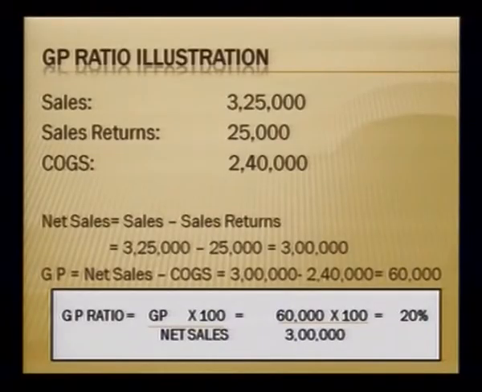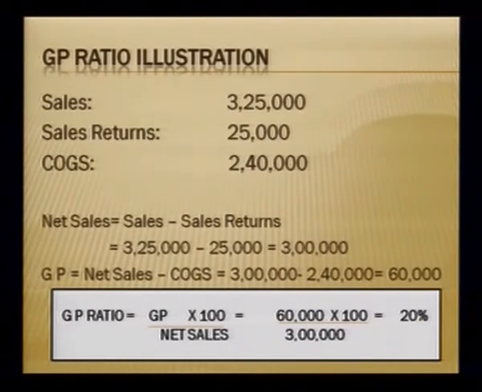Suppose the sales of the business are 3,25,000 and our sales return is 25,000, while the cost of goods sold is 2,40,000. As I have already told, net sales is calculated from sales minus sales return. So net sales is 3 lakh rupees, which is 3,25,000 minus 25,000. To calculate the gross profit, we apply the formula net sales minus cost of goods sold. So from 3 lakh we deduct 2,40,000 and the outcome is 60,000. Now we apply the formula: gross profit ratio is equal to gross profit divided by net sales into 100. This way 60,000 divided by 3 lakhs into 100 comes out to be 20%.